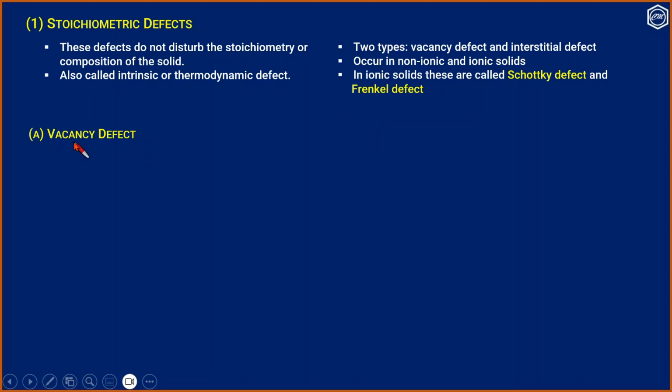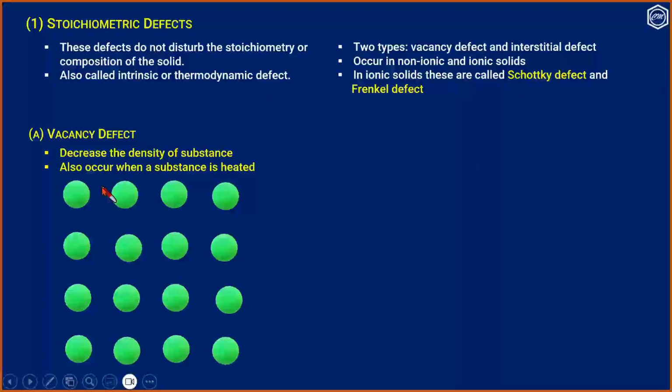First one is vacancy defect. This type of defect decreases the density of the substance. Also occurs when a substance is heated.